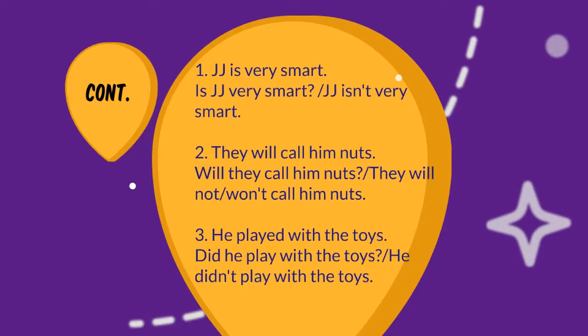In 3, he played with the toys. Played is a normal verb in the past. So did he play with the toys or he didn't play with the toys for negation? Both cases, play has become the full verb again. So did he play and didn't play?